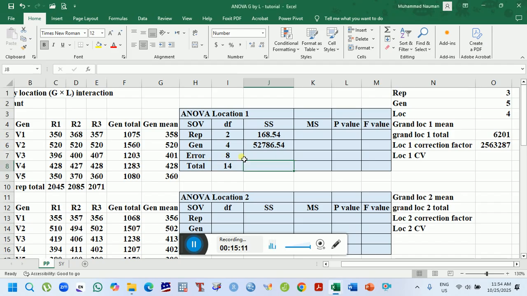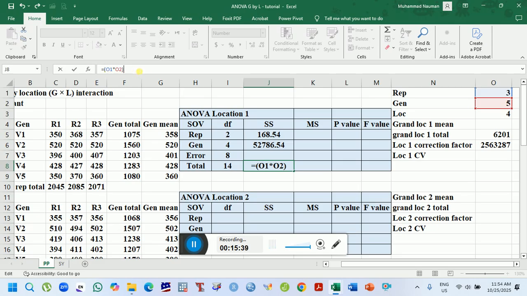Before calculating the error sum of square, first we will calculate the total sum of square, is equal to number of replication multiplied by number of genotype, put this in one bracket, minus 1. Place the dollar sign.